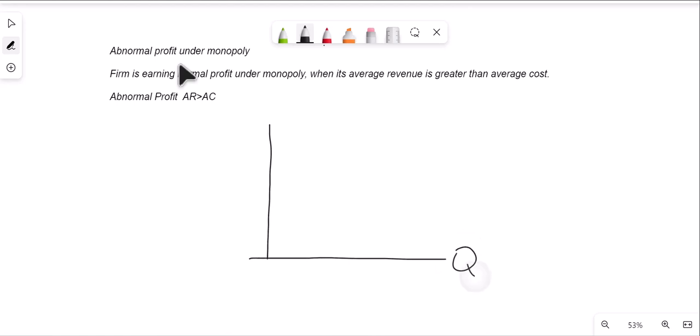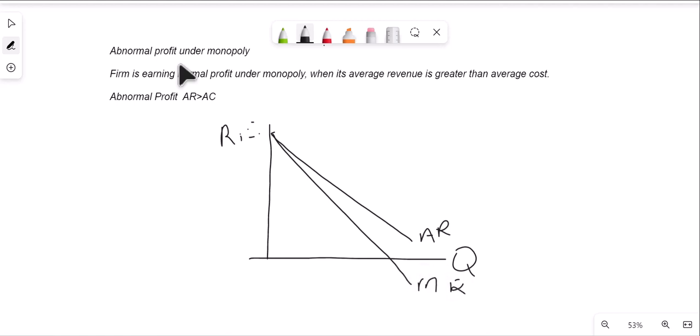We are taking quantity on the x-axis, revenue and cost on the y-axis. So this will be the graph of average revenue and it will be the graph for marginal revenue.